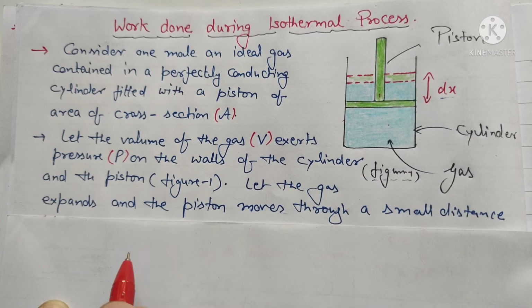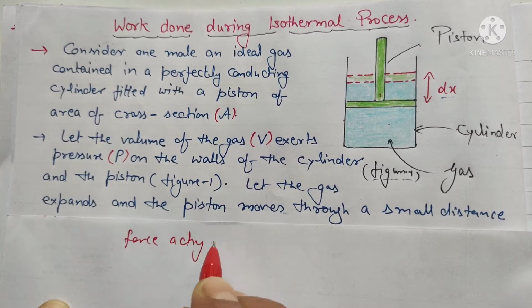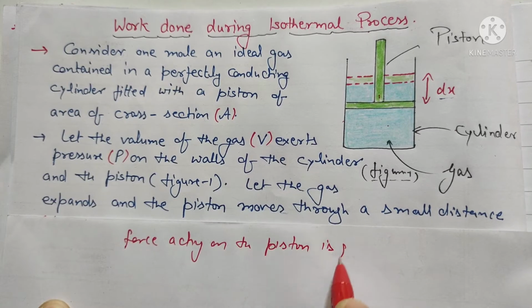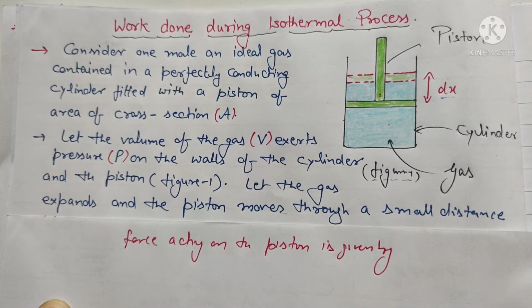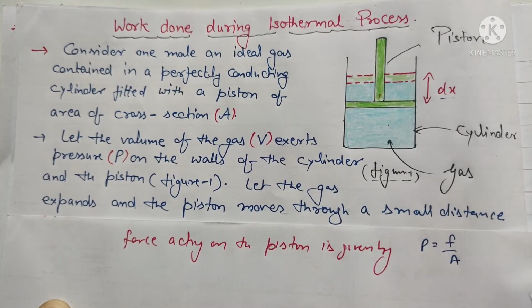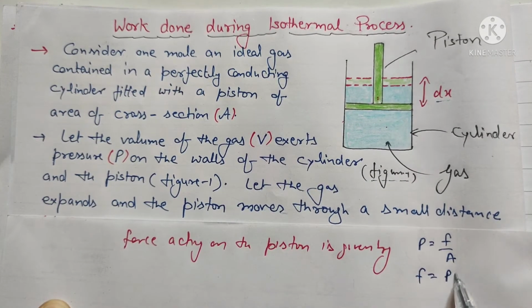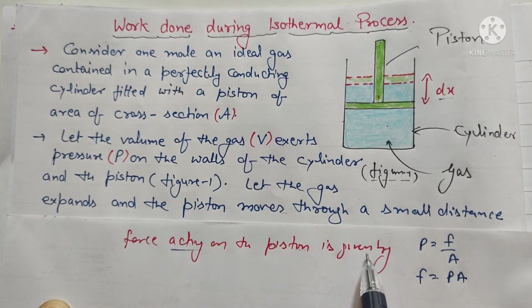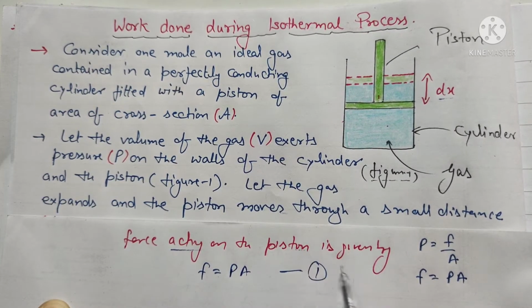Then the force acting on the piston is given by, we know that pressure is equal to force upon area. Rearranging this equation, we get force is equal to pressure into area. So force acting on the piston, F is equal to PA. This is equation number 1.